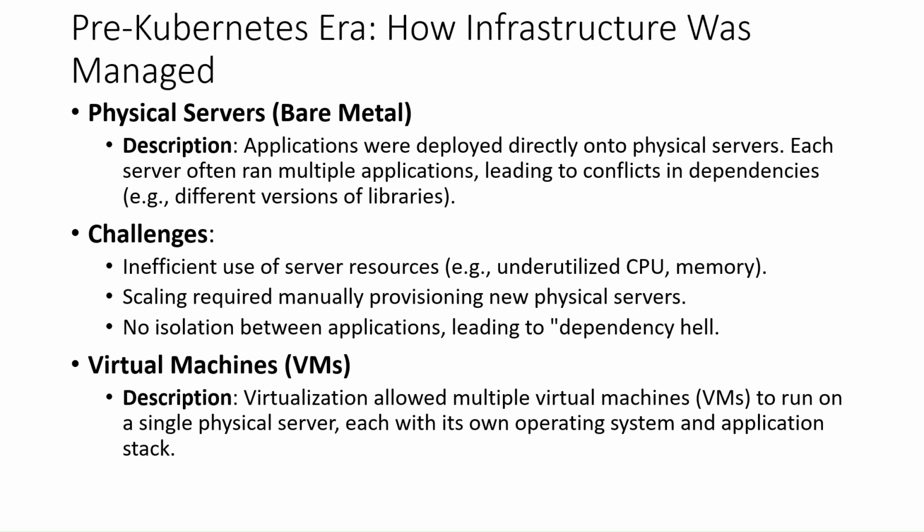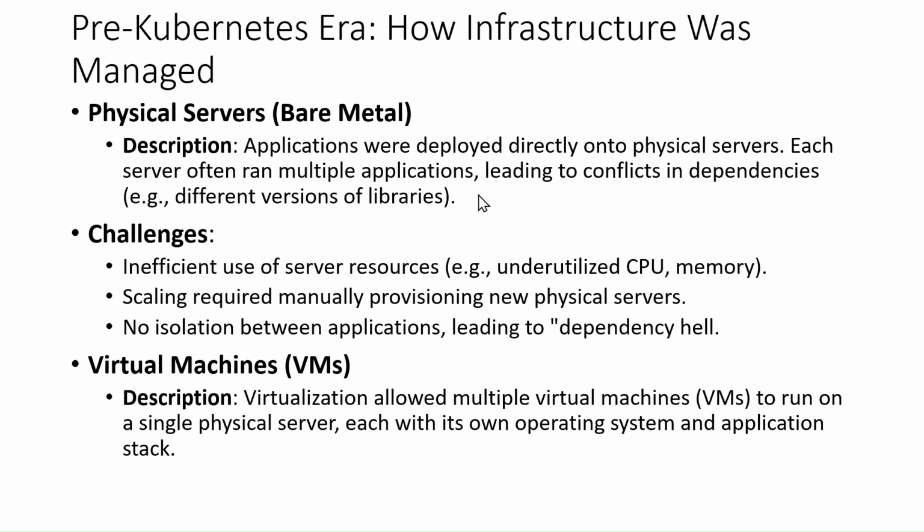That is before Kubernetes, how the applications used to be deployed and how they used to be maintained. So before Kubernetes or Docker, they used to deploy the applications, web servers and all the software on physical servers only. So that is what they are saying: applications were deployed directly onto the physical server. Each server often runs multiple applications.